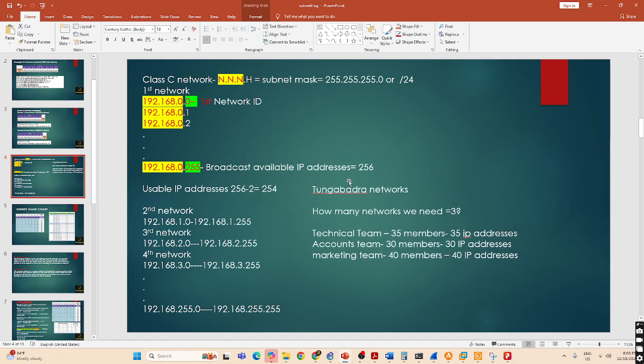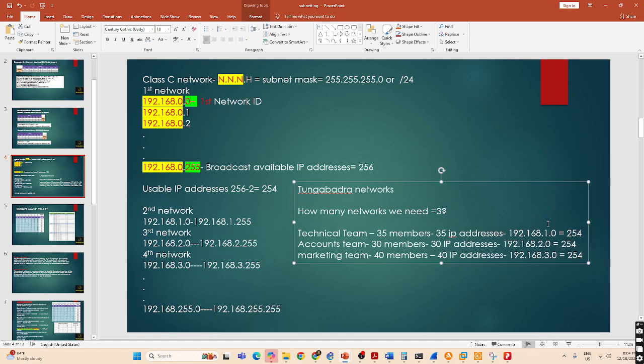What can I do? So this is the first network, right? I will assign the first network 192.168.1.0. There are 254 IP addresses available. Again, I will assign 192.168.2.0 here. 254 available here also. 192.168.3.0. I am assigning 3 different networks to 3 different teams. In each network 254 addresses are available, right?